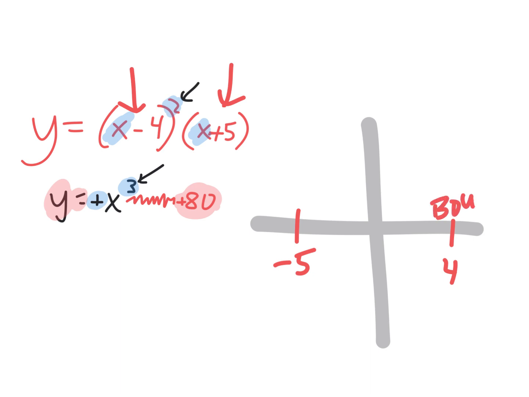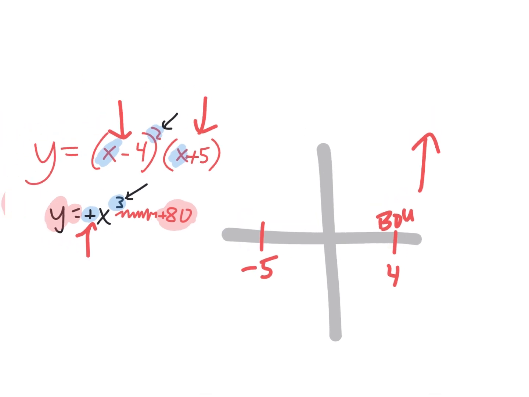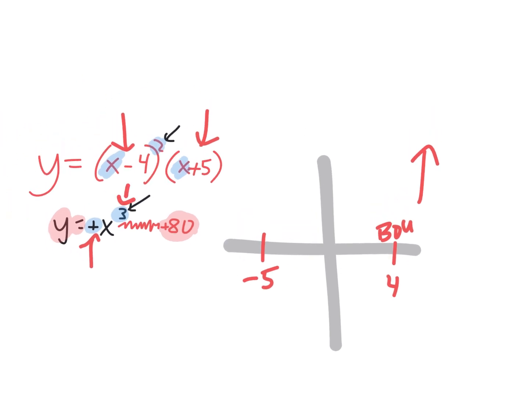I'm just going to say "boo" for bounce. I know it's positive in front, so it's going up on the right. I know it's got an odd degree, so it must be going down on the left. It just passes right through this one. It does not bounce at the negative 5 because it has a multiplicity of 1.